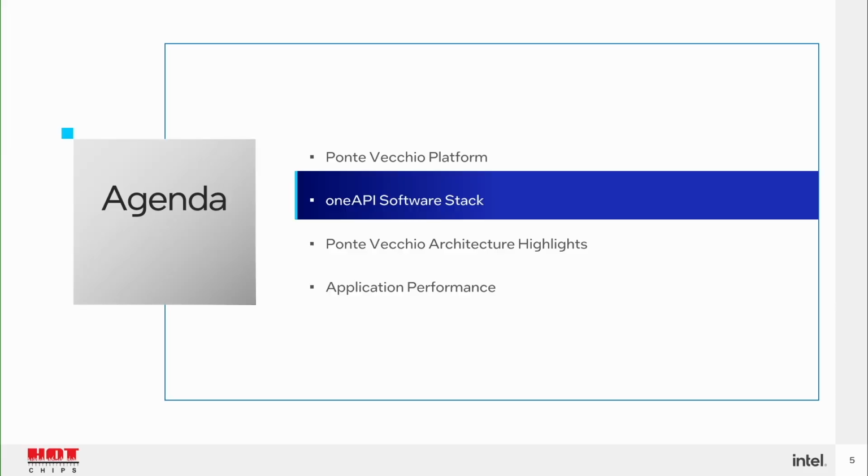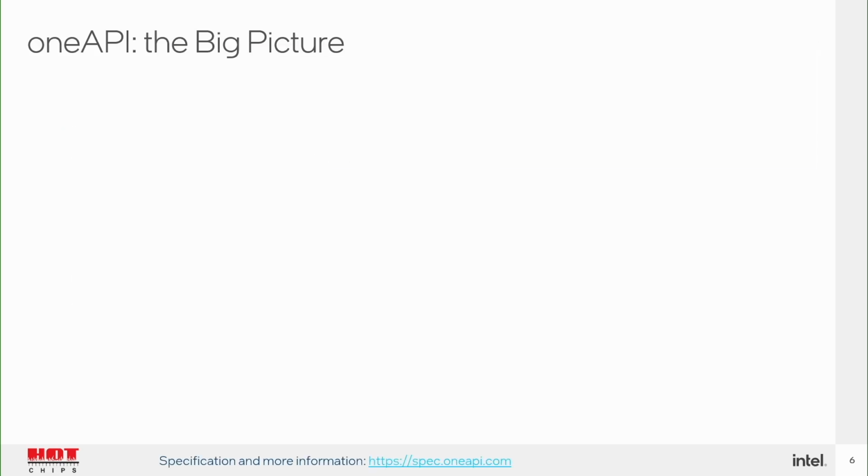Now let's transition to talk about the software stack, the oneAPI software stack. For compute with accelerators, it's super critical to have the complete end-to-end software ecosystem. The idea behind oneAPI is the layered abstraction.